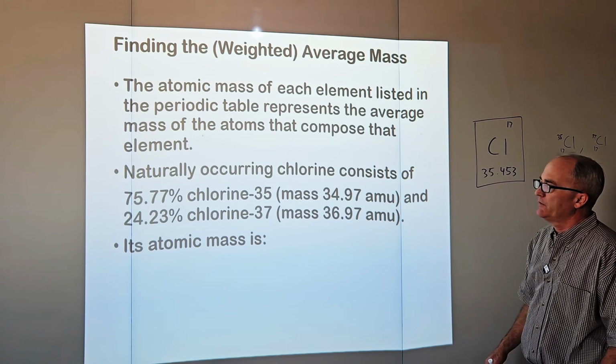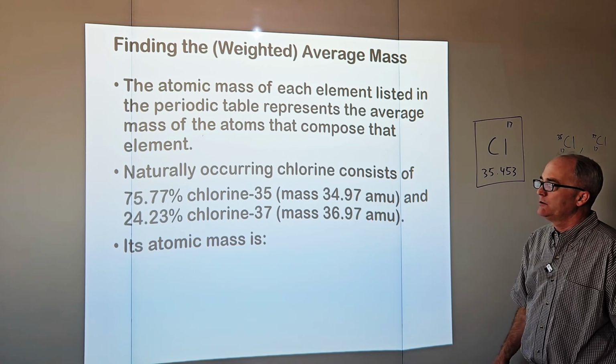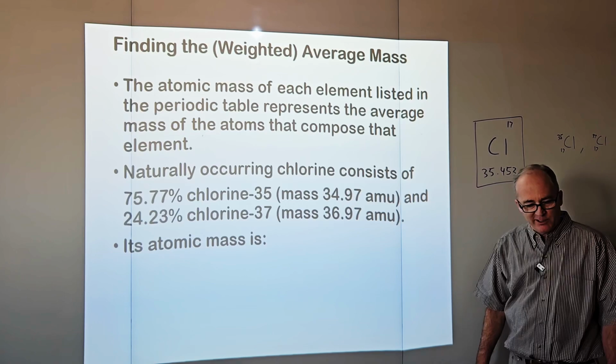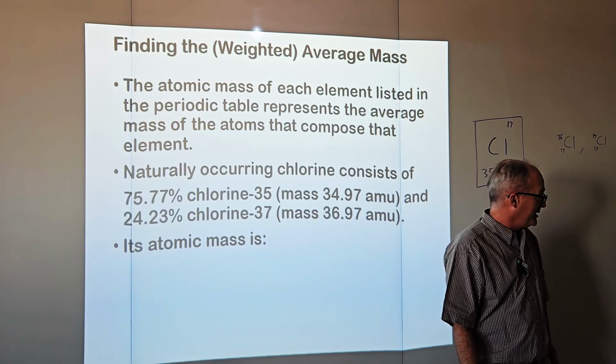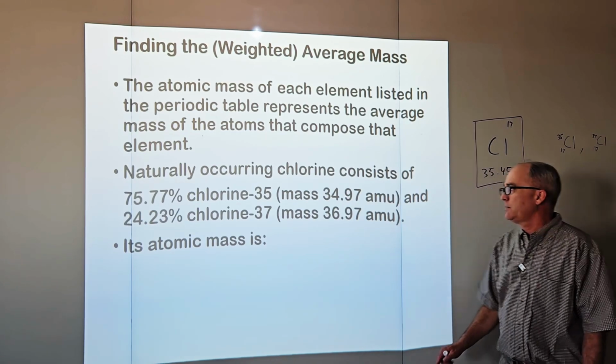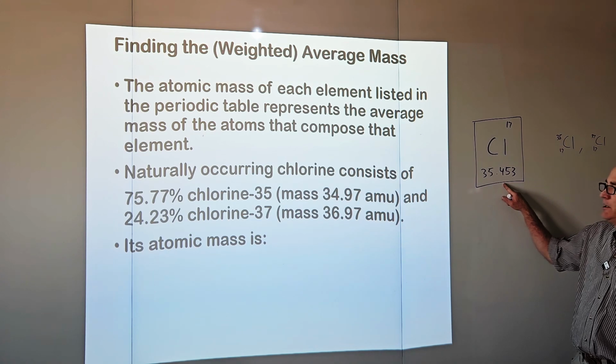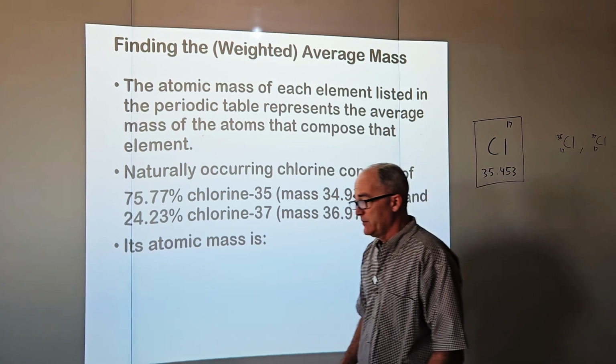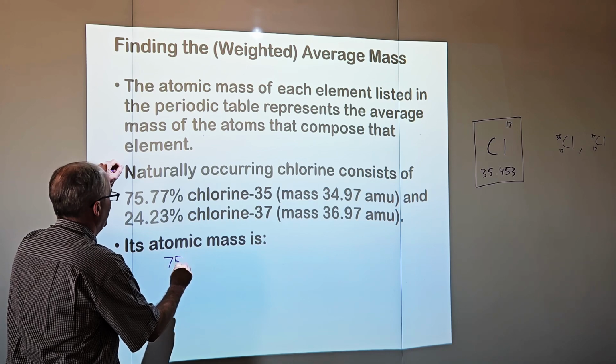75.77% is chlorine-35, 24.23% is chlorine-37. So the big question, and what you want to learn today before we leave, is how to calculate an atomic weight: how to take a weighted average of these two things and sum them together.